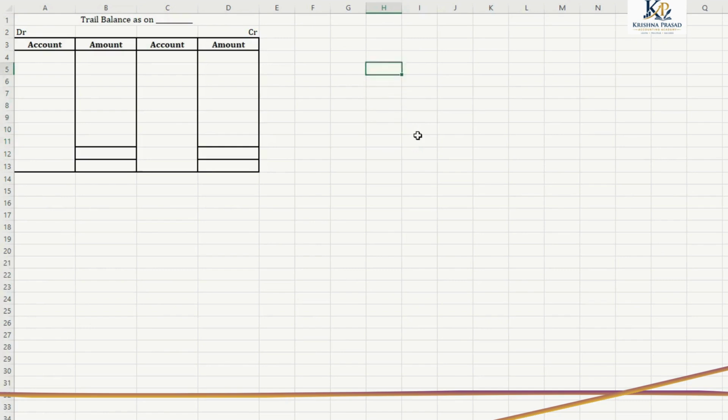And coming with the balancing method, it is just the reverse. That means in the trial balance we have 4 columns, right? Coming with the balancing method, we'll have 3 columns.